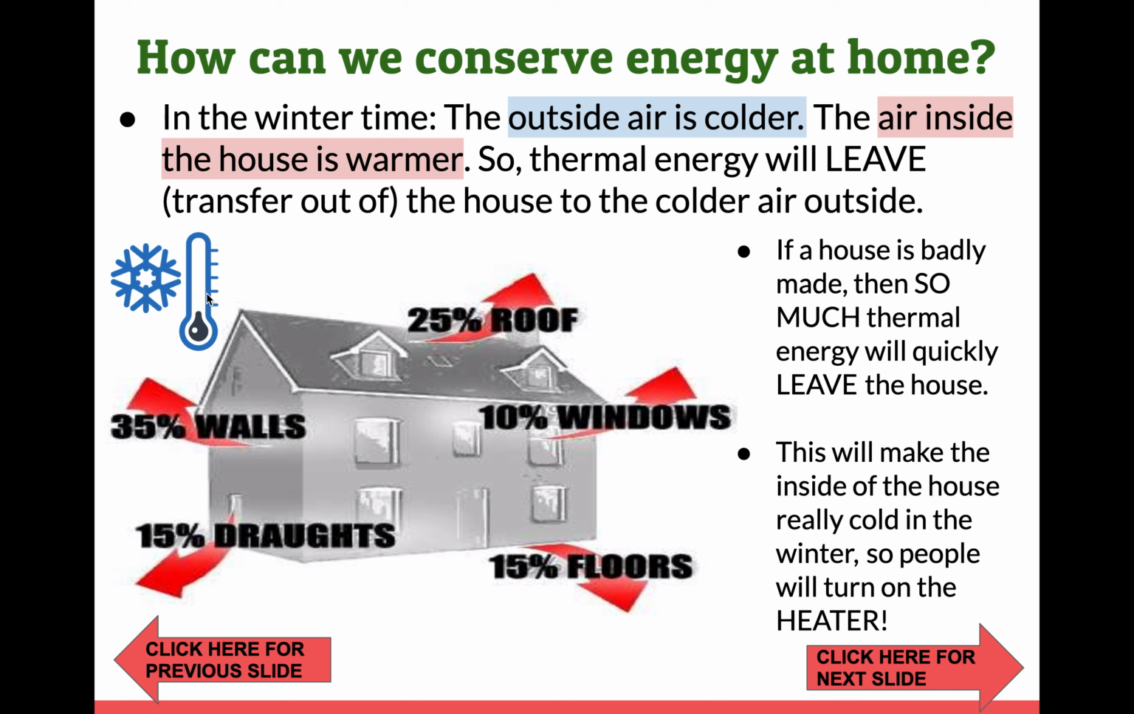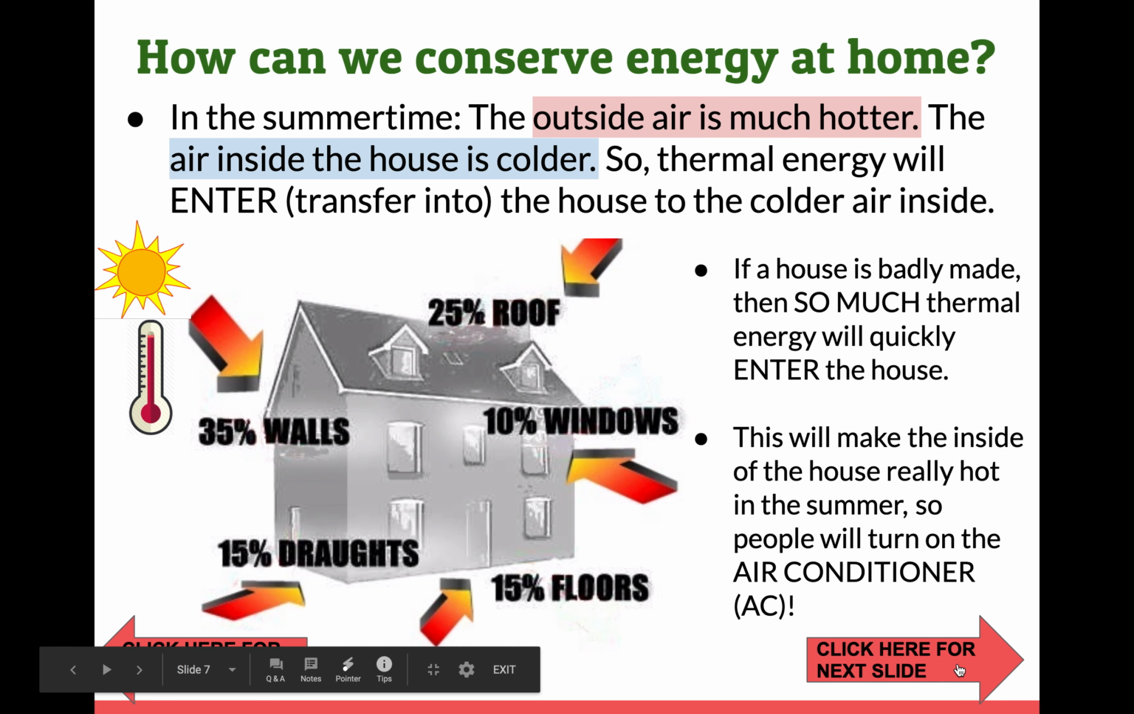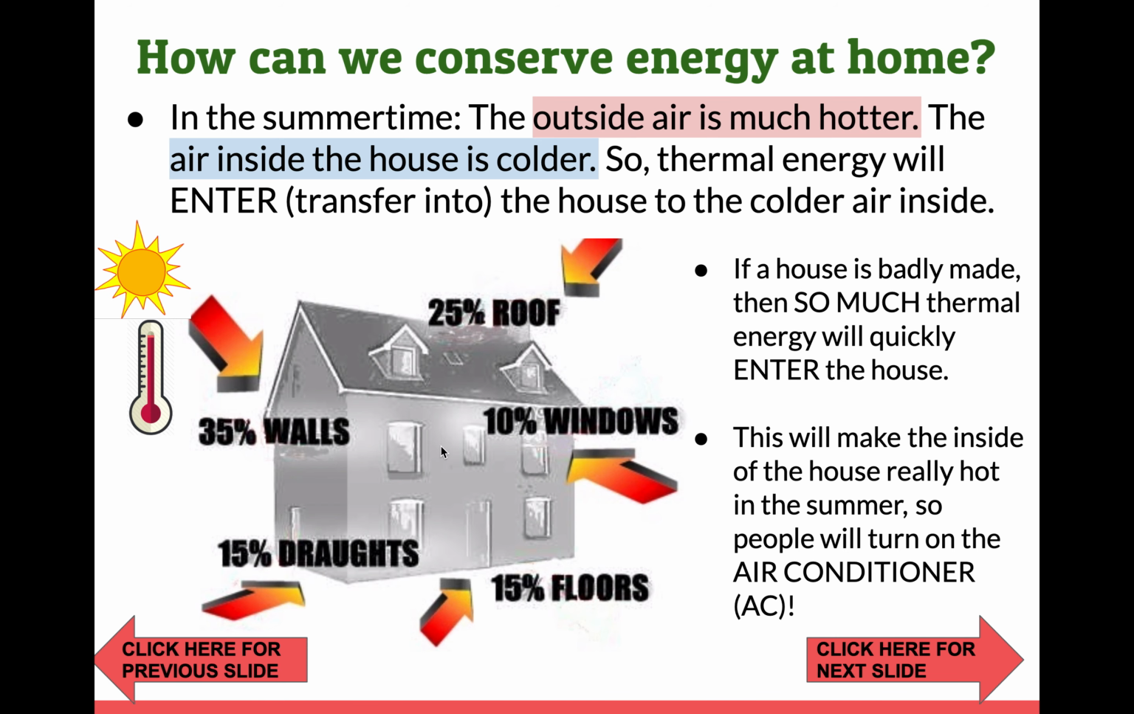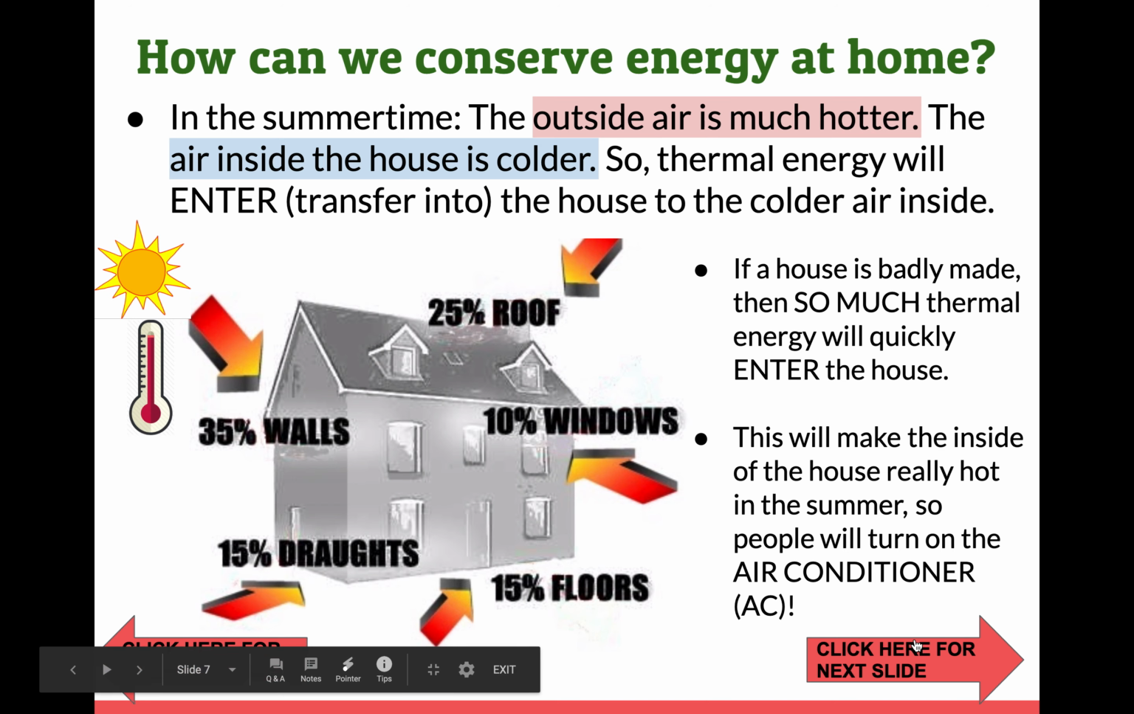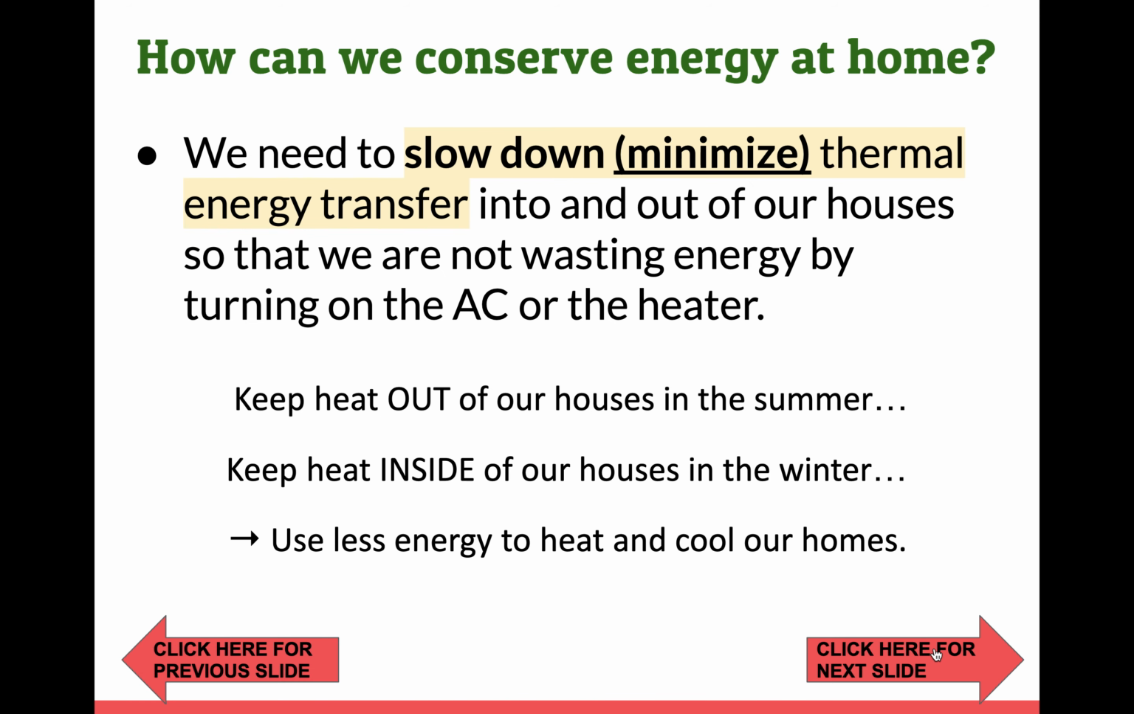So in the winter time, since it's cold outside, the hot air from the house will leave the house. Okay? And in the summertime, the outside is hot and the inside of the house is cold. So in this case, the hot air from the outside will enter the colder house in the inside. It always goes from hot to cold. Cold air does not move. So we talked about how we have to slow down or minimize the thermal energy transfer into and out of our houses without wasting energy.